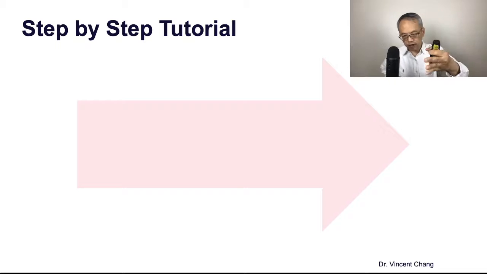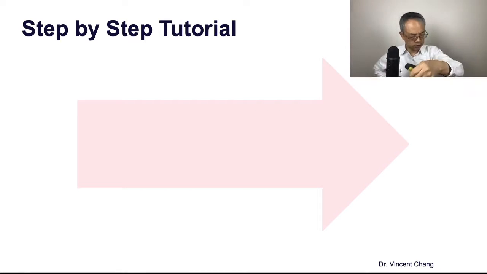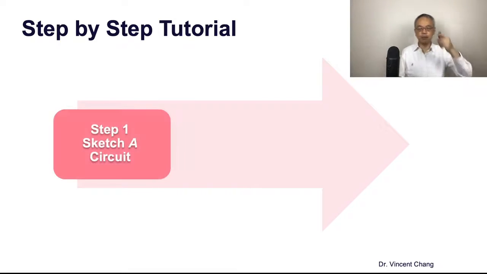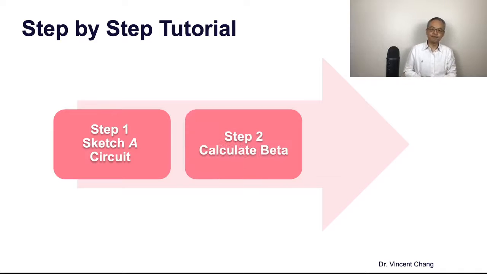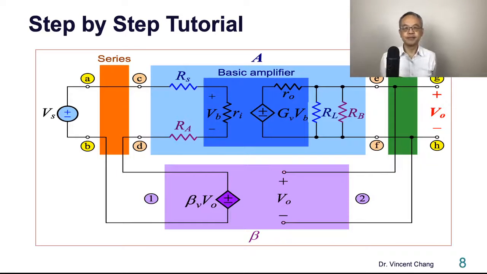So in reality, when you solve a circuit, here's the step-by-step. Once you identify a feedback topology, series shunt, shunt series, follow 3 steps. Number 1, sketch. That's your responsibility. The A circuit. Italic A, all right? It's italic A. A circuit, the open loop gain circuit. Then calculate beta. And plug in the ideal formula because you reduce to ideal structure.